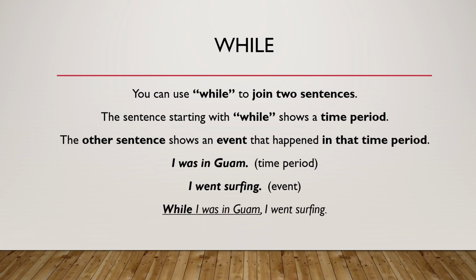While I was in Guam, I went surfing. I went surfing while I was in Guam. You can put while at the beginning of the sentence, or you can put while in the middle of the sentence. You can put the time period first or last. Let's repeat. While I was in Guam, I went surfing. I went surfing while I was in Guam.